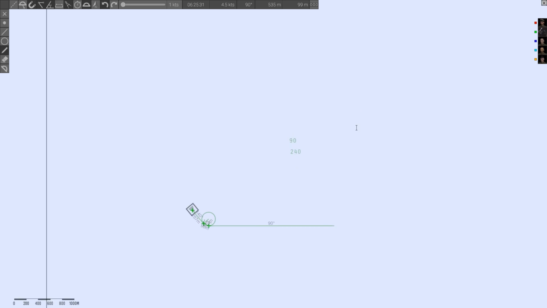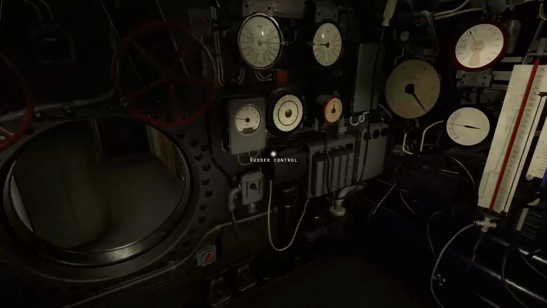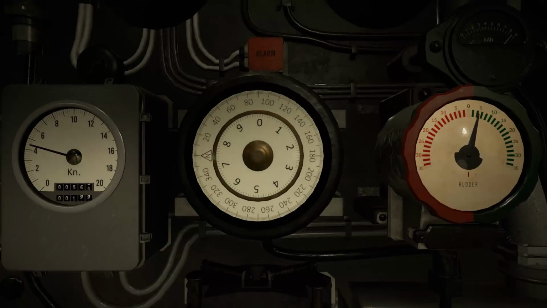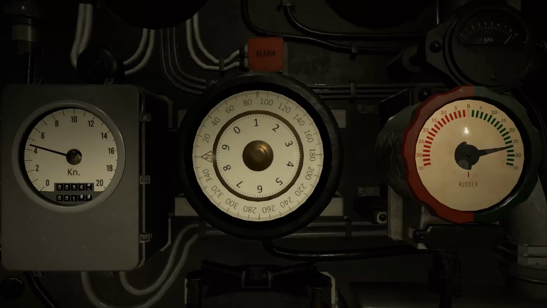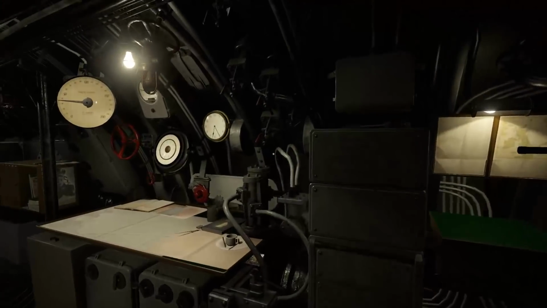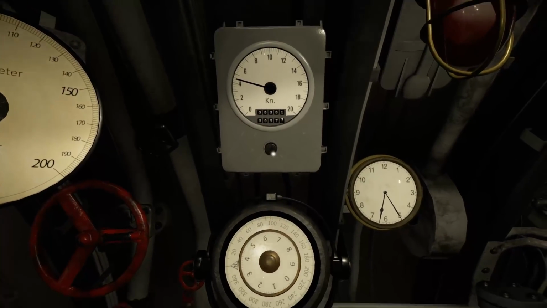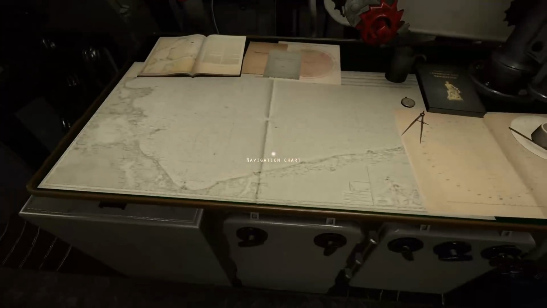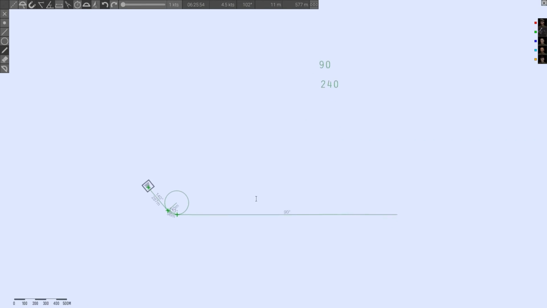And if I was doing this without having to explain it and without having to run over to the helm myself, I would be writing this down on a sheet of paper, just so I have it handy. So we're going from 9-0 to 2-4-0. Once again, we will start the turn. It's going to be a right turn this time. We'll reset the odometer. All right, so we traveled 577 meters on this course right here.